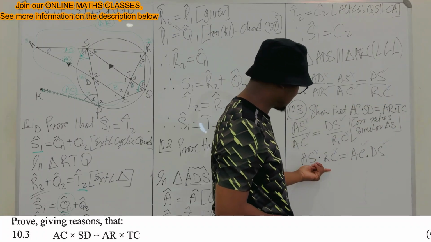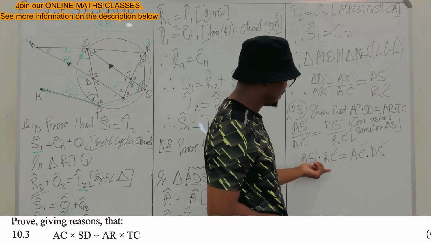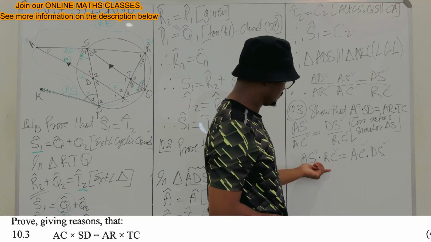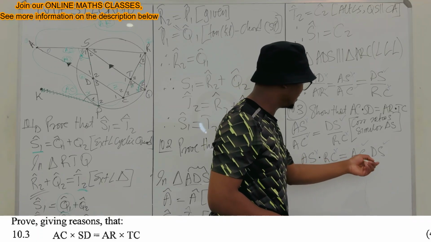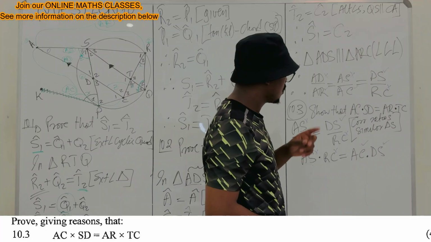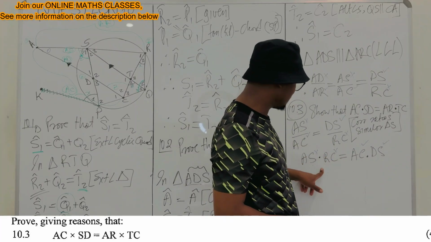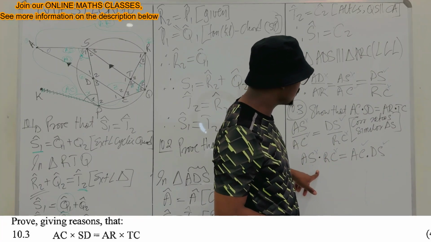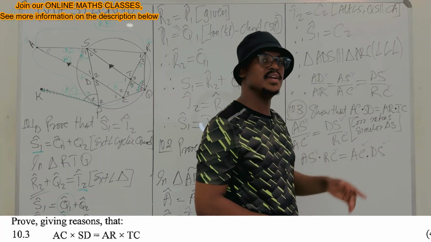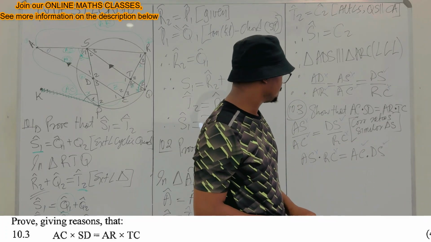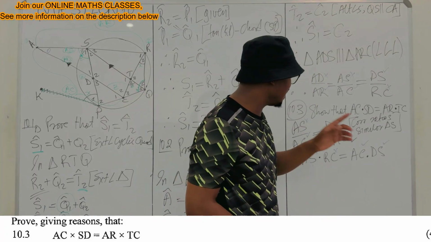If you can be able to find AR and TC, and maybe equal to the same thing, then we'll have proved that this is equal to that. Because we have AC and DS equal to this. If we try to find this to be equal to this and that, these two will be equal. Fine. We need something to do with AR and TC.